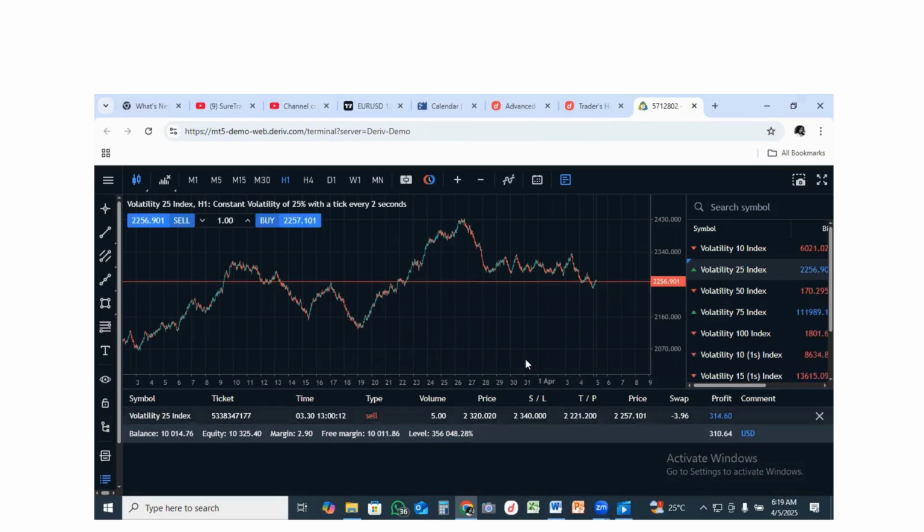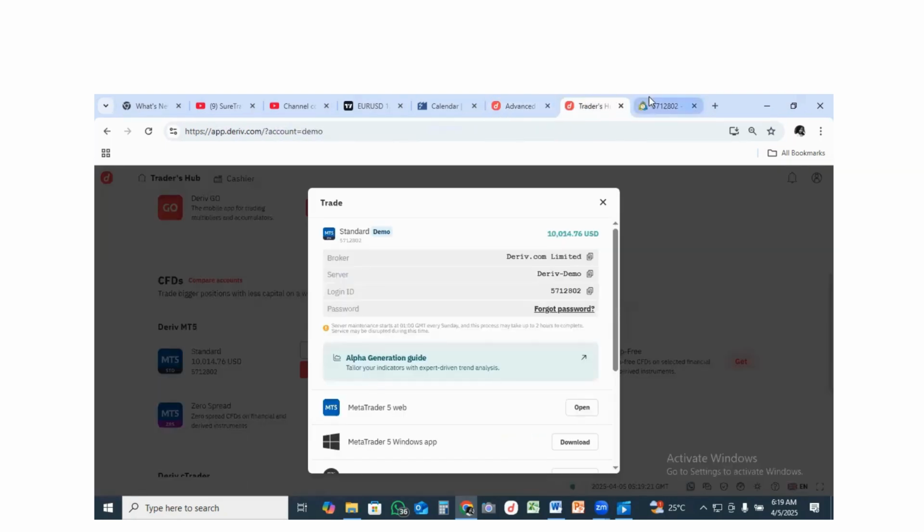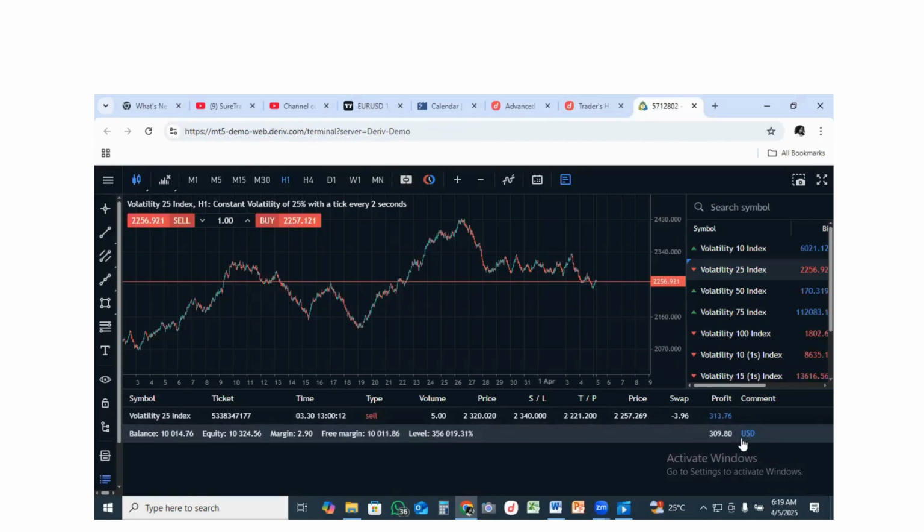Okay, look at this particular trade. Now you see that it's a massive profit. Massive profit. I don't know if you can see that. Let me see.